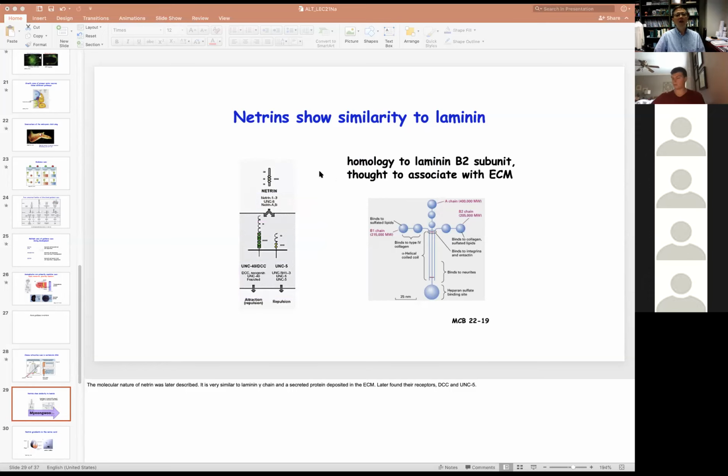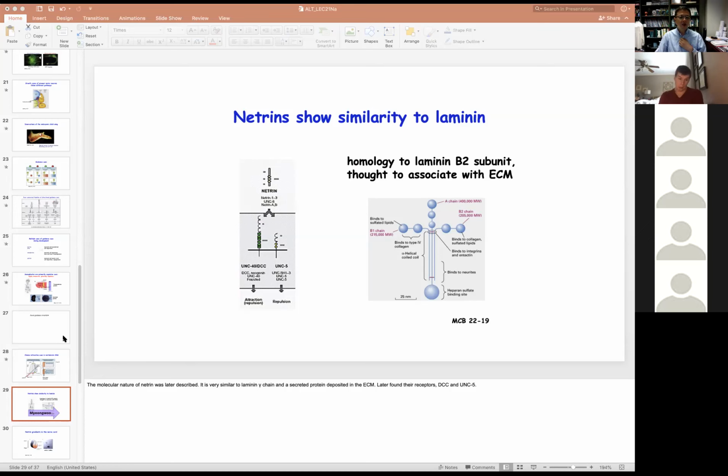So it turned out netrin is very similar to laminin, which is an extracellular matrix molecule. But netrin is not laminin. After it was isolated, its structure was similar to one of the laminins, I think the laminin gamma chain or something like that. So that's why they named it netrin, and it is something similar to laminin.